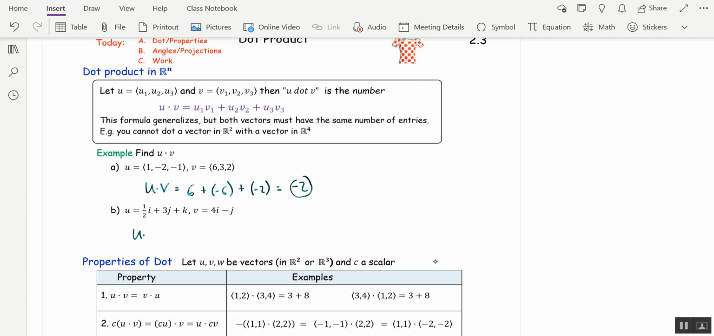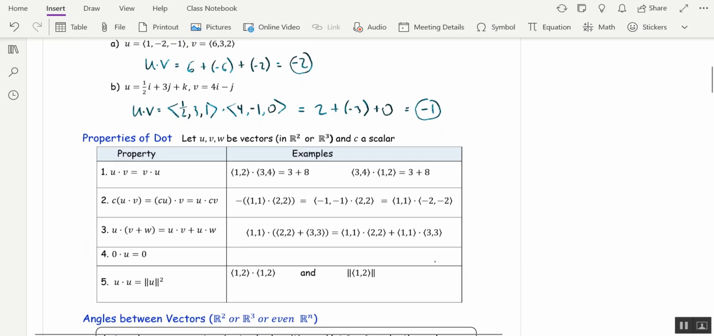Okay, next one. I like to rewrite my vectors in component form, 1/2, 3, 1, and we're dotting with 4, -1, and since there's no k there, there's a 0 there. All right, and so I multiply the x coordinates, and that gives me 2, and I add the product of the y coordinates, and that's -3, and then plus 0 is -1. So again, take the dot product of two vectors, and you get a number.